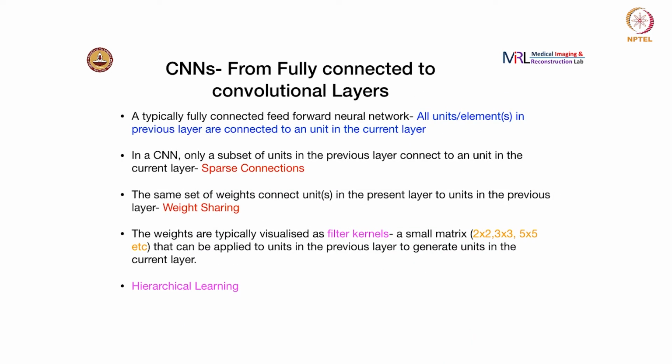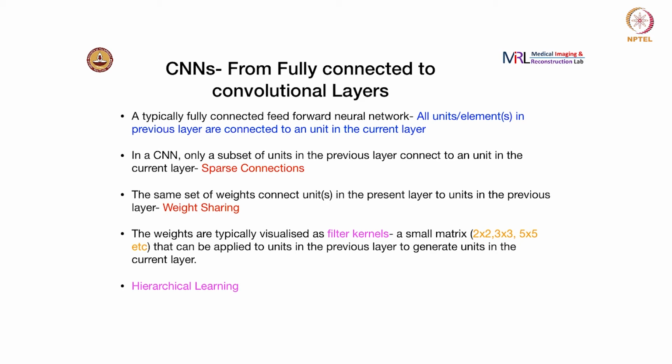To summarize: for a feed-forward neural network, you have full connections where every output element is connected to all the input elements. For a CNN, only a subset of inputs is connected to an output, so you get sparse connections. Another way of looking at it is that your weight matrix will have lots of zeros. The same set of weights connects multiple outputs to different inputs.